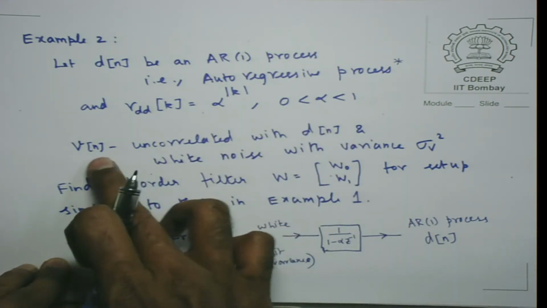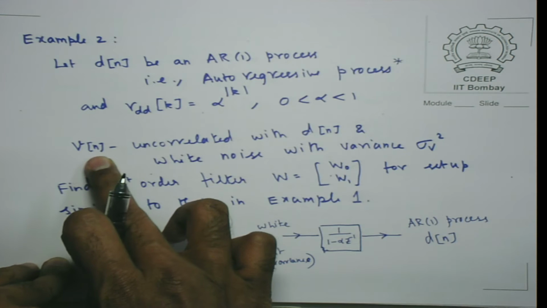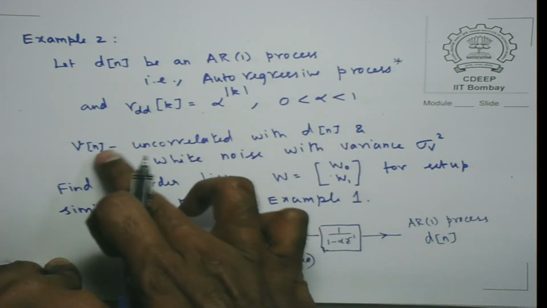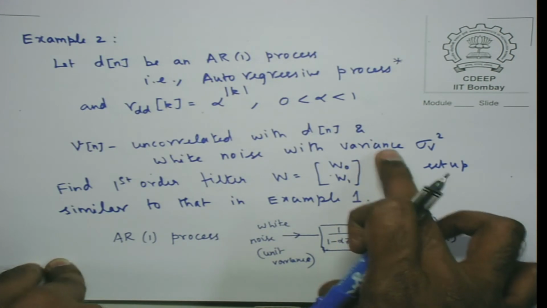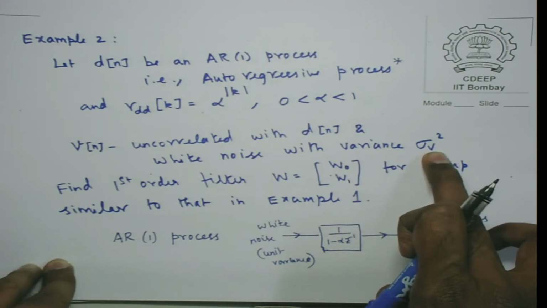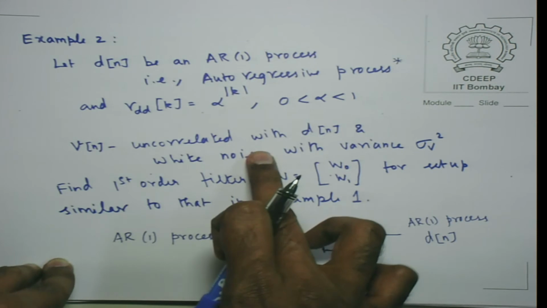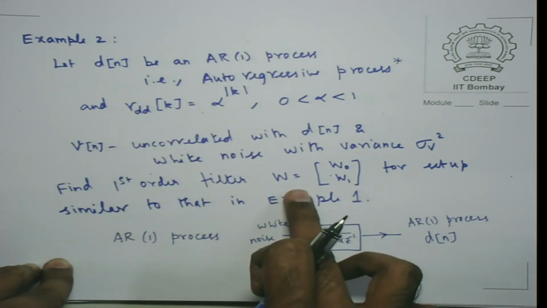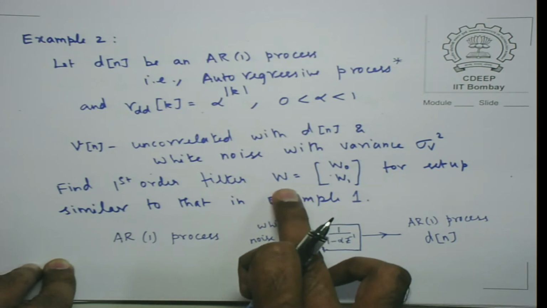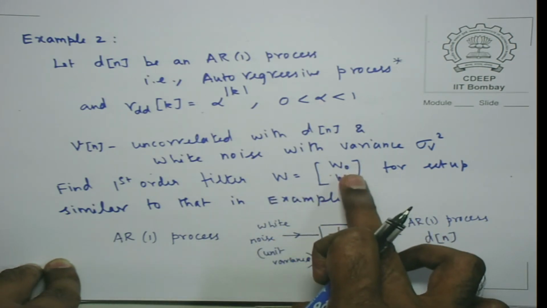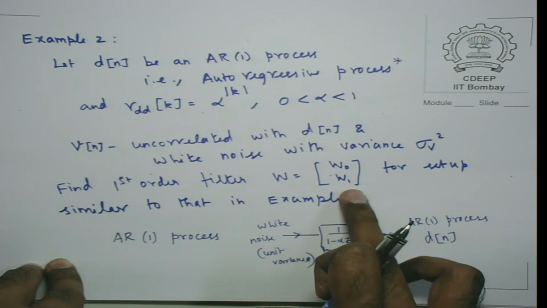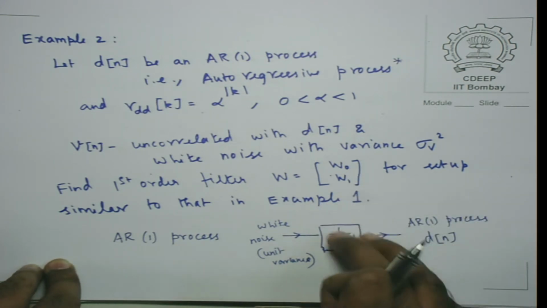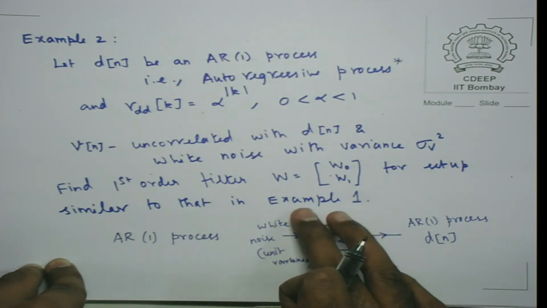So now coming back, we again look at V of n. V of n is still uncorrelated with D of n, and we assume V of n to be white noise with variance sigma v square. So this noise is corrupting our D of n, and we are interested in finding, as in the previous case, a filter W. Let's say in this case we are only interested in finding a filter with 2 coefficients. The reason we just look at 2 coefficients is to illustrate how this problem simplifies to something you can easily interpret.